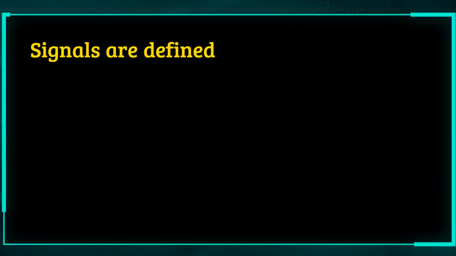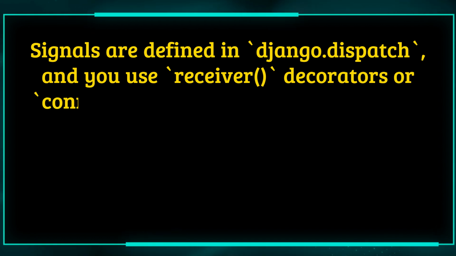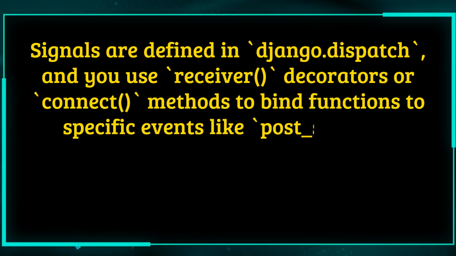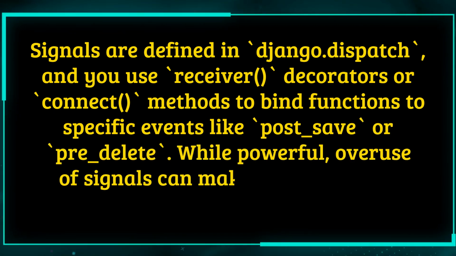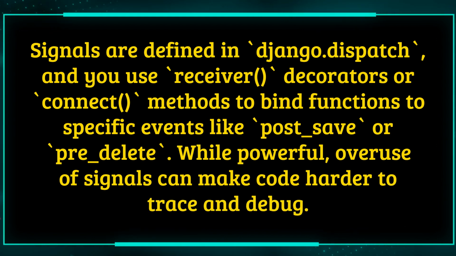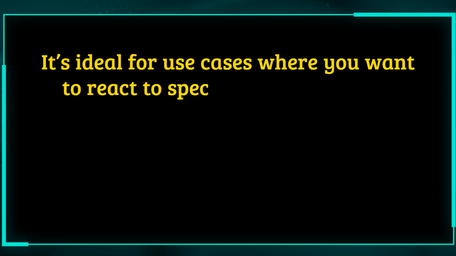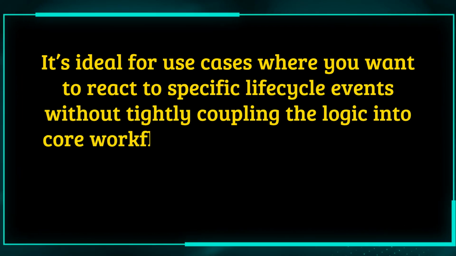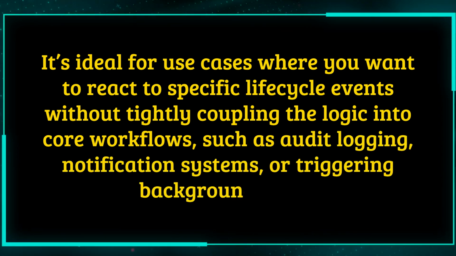Signals are defined in django.dispatch, and you use receiver decorators or connect methods to bind functions to specific events like post_save or pre_delete. While powerful, overuse of signals can make code harder to trace and debug. It's ideal for use cases where you want to react to specific lifecycle events without tightly coupling the logic into core workflows, such as audit logging, notification systems, or triggering background tasks.